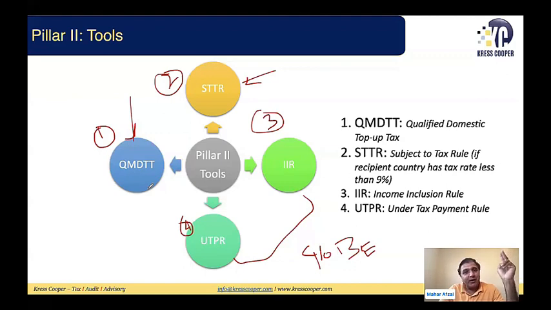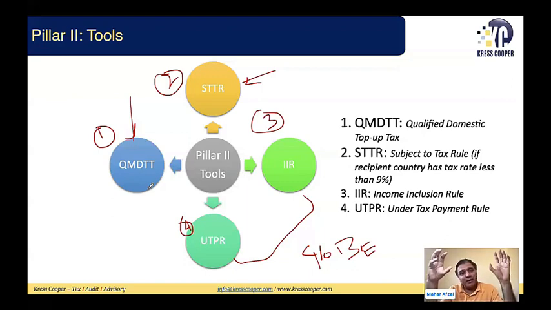QDMTT, qualified domestic top-up tax, along with this subject to tax. Then after that, we need to apply the income inclusion rule, IIR. We'll look into the income inclusion rule in an example as well.